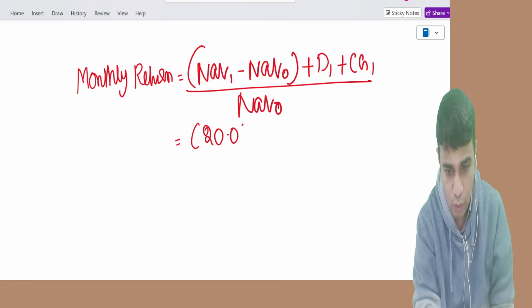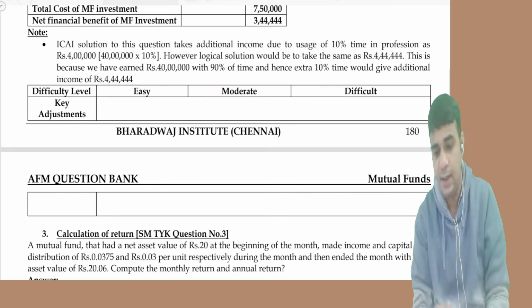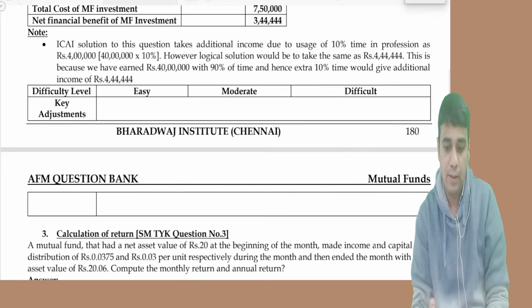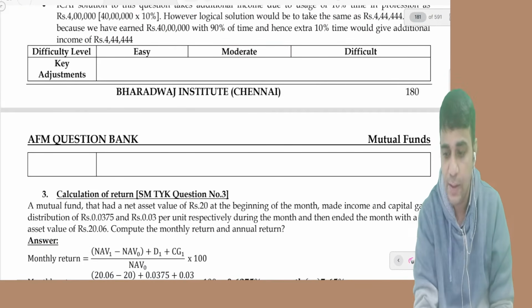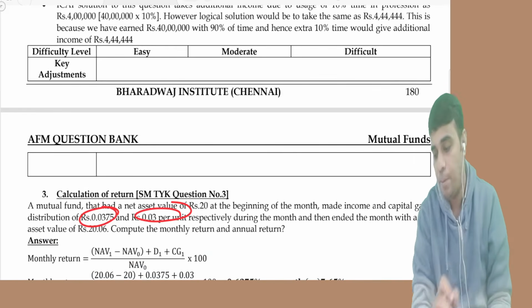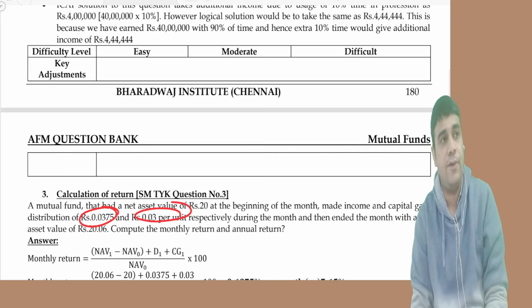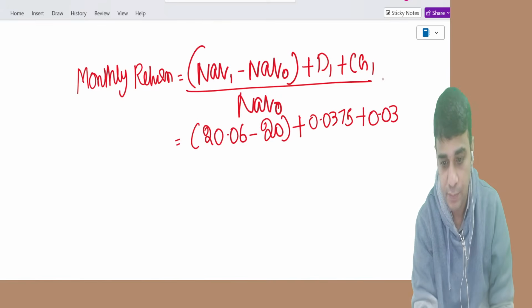20.06. Opening NAV 20. Dividend made an income distribution of how much? 0.0375 and capital gain distribution of 0.03, whole divided by 20.